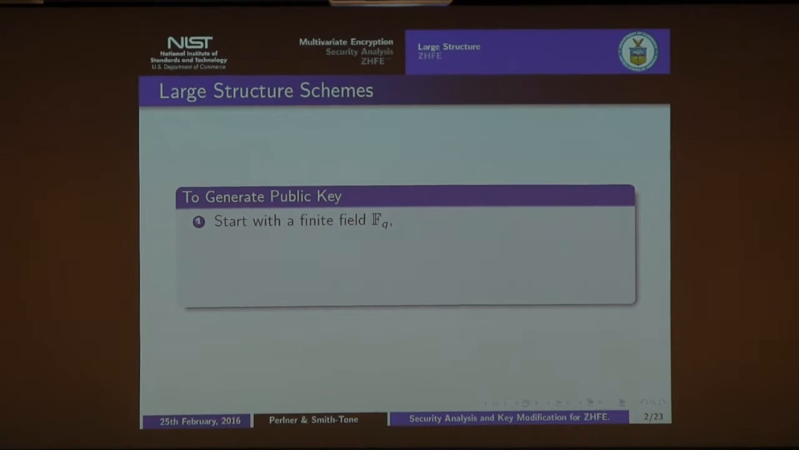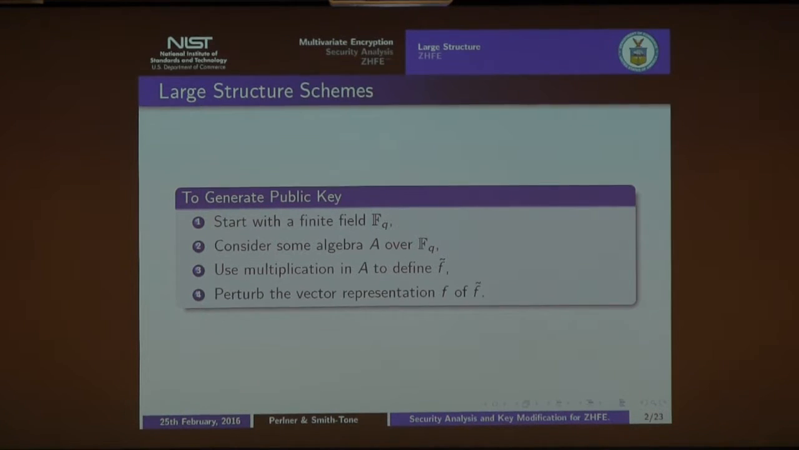So the way these work is you start with a finite field FQ. You consider some sort of algebra A over it. Why an algebra? You need to have a multiplication. You also need to be able to look at a vector space representation as well. Then you use the multiplication in this algebra to define some particular nonlinear map, and your nonlinear map is going to have one multiplication for each summand, right? It's going to have one instance of a multiplication in that structure for each summand. And then what do you do? You perturb the vector representation of that function.